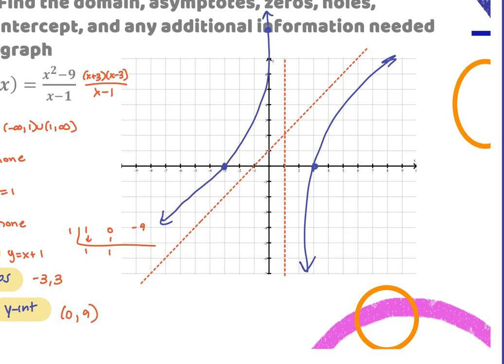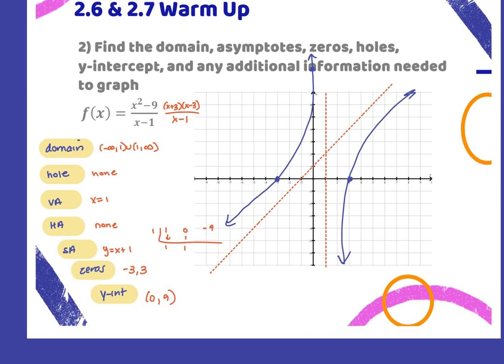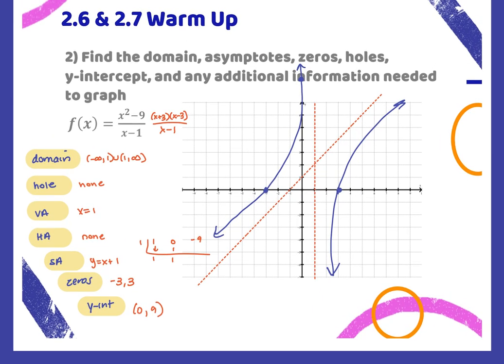That's the diagonal line. I draw my vertical asymptote through 1. And I had zeros at negative 3 and 3, and a y-intercept at 0, 9. I didn't even have to plug in any extra points, okay? Again, if you're unsure, you can plug in some extra points, but this time that was enough information. Questions on this one?